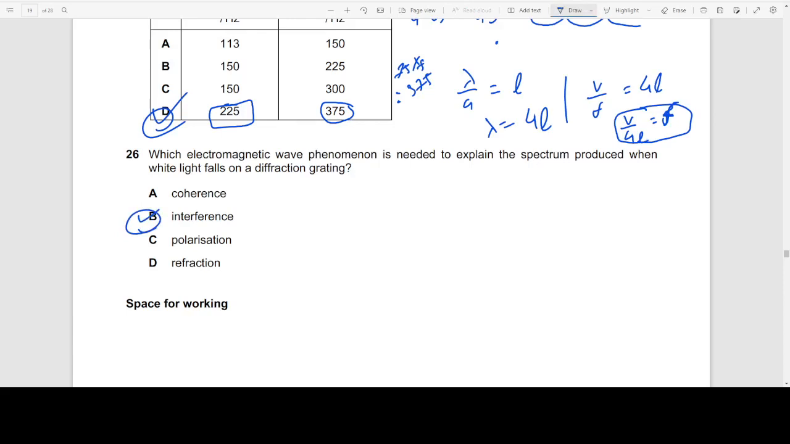I hope you all know that when you have a diffraction grating, light bends from every slit in the grating, and then there is an interference pattern.